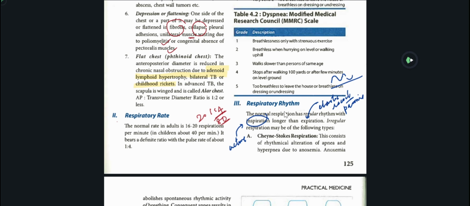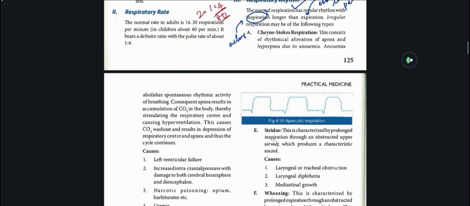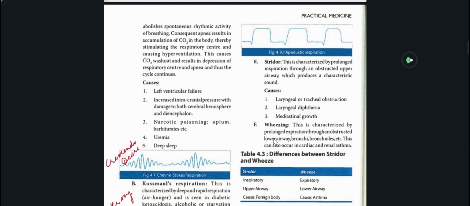But if by any chance the rhythm gets altered, we notice and we have to name those rhythms, and those rhythms have been named accordingly. So we have Cheyne-Stokes respiration. What is Cheyne-Stokes respiration? There is a rhythmic alternation of apnea and hyperpnea because of anoxemia. How does it look? There is a portion with a lot of hyperpnea, the increased depth and rate of respiration. Then suddenly there is a pause and there is hypopnea. Again there is increased rate and depth of respiration and there is a pause.